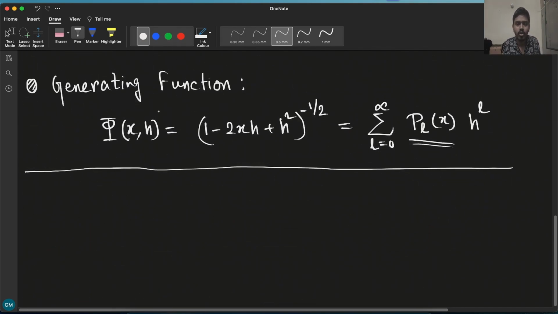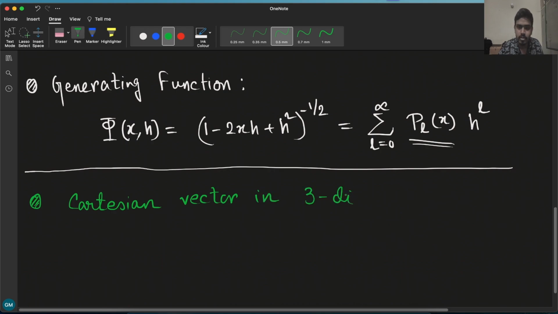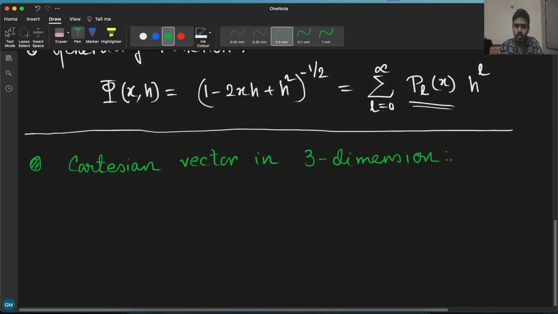So let me start with what we know from our 10 plus 2 physics. What do we know about vectors? Let me start with very simple things like a Cartesian vector in 3 dimensions. So it's a vector in 3D.